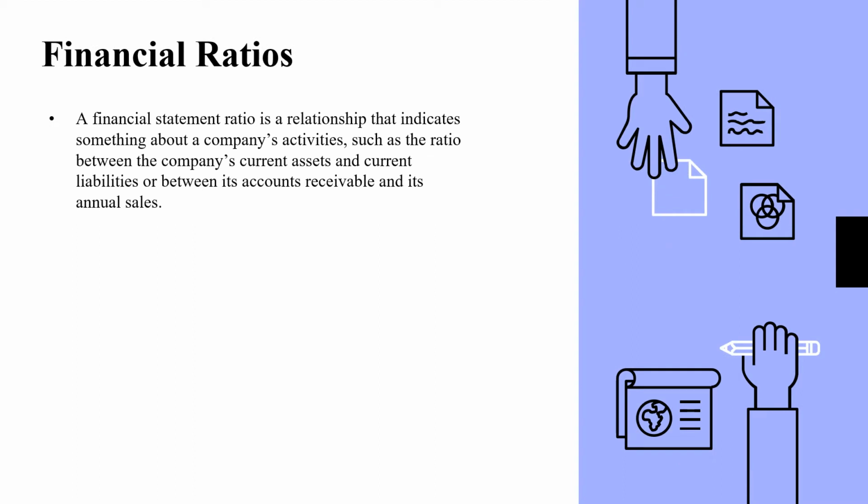So a financial statement ratio is a relationship that indicates something about a company's activities, such as the ratio between the company's current assets and current liabilities, or between its accounts receivable and its annual sales. So basically, a financial statement ratio tells us the relationship of accounts in the financial statements. So it will tell us the company's activities through the accounts found inside the financial statements.